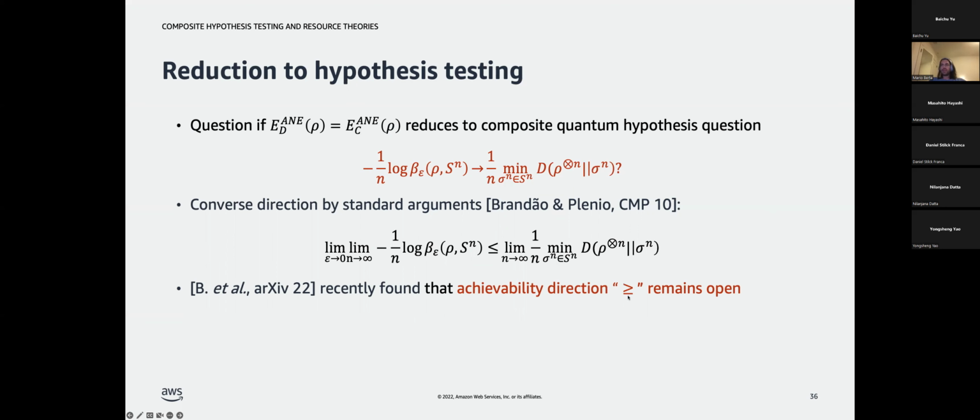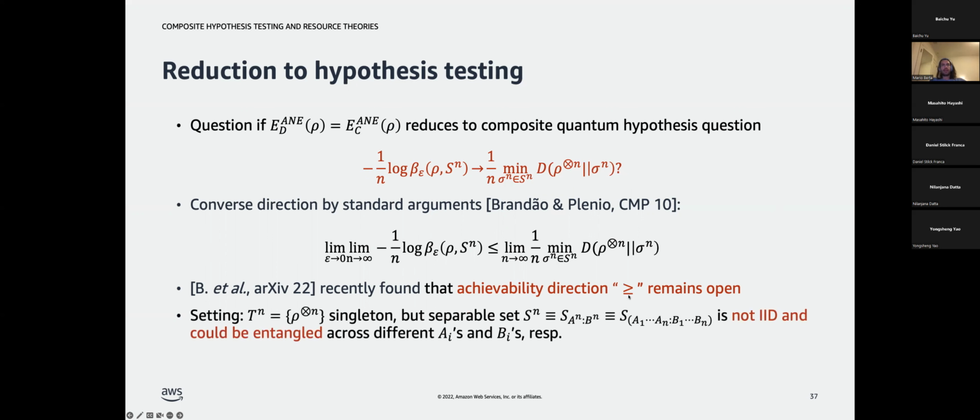So that would be the inequality in the other direction. And now you might say, but in the first part of my talk, I talked about this composite hypothesis testing. Now we just have to look at this composite hypothesis testing problem here. Why don't we use the results from before? So let's see. The rho is just a fixed state here, so that fits perfectly into the setting from before.